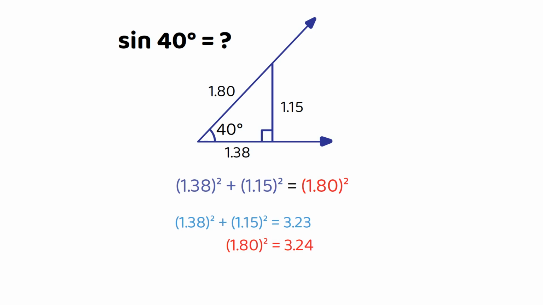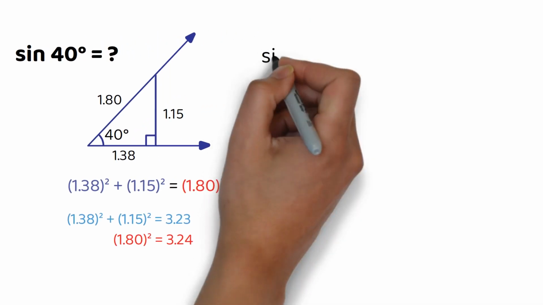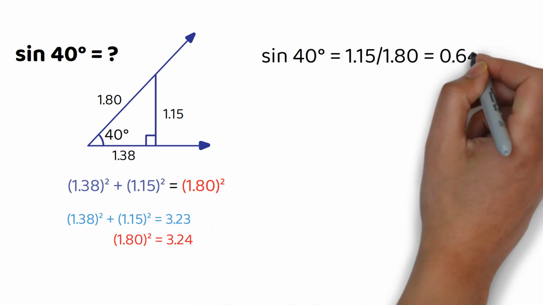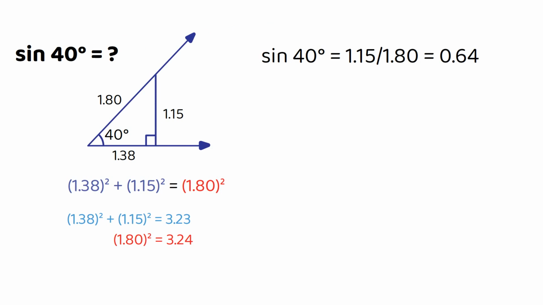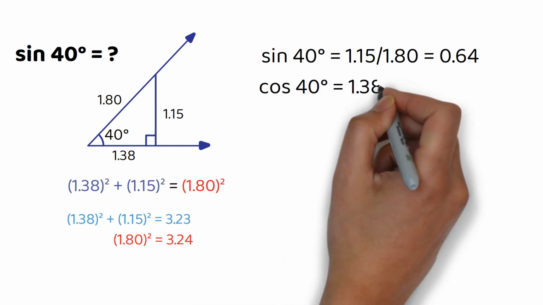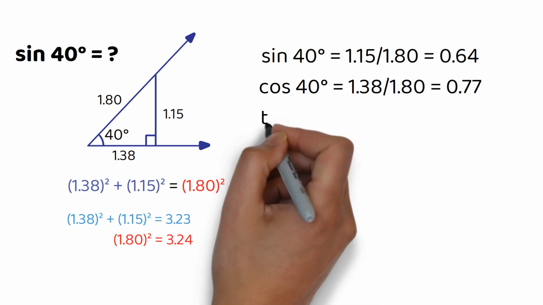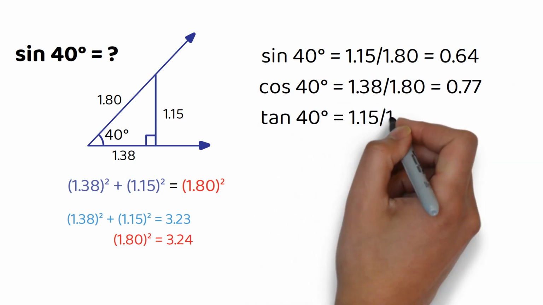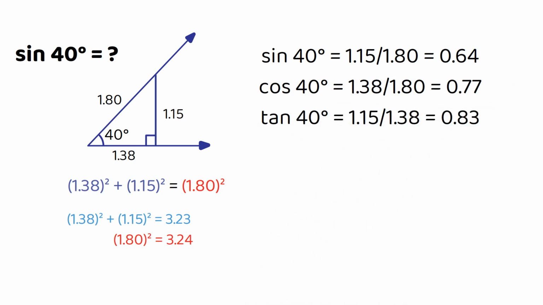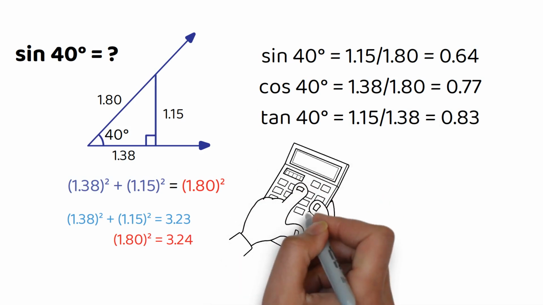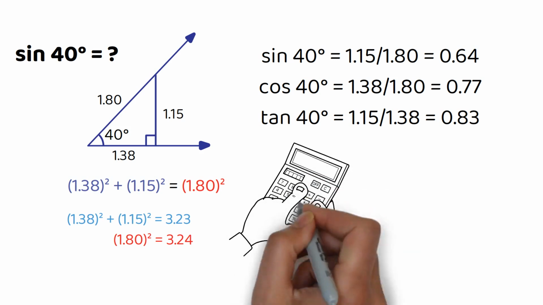Now that we have the sides of the triangle, we can say that the sine of 40 degrees equals 1.15 divided by 1.8, which is about 0.64. The cosine of 40 degrees equals 1.38 divided by 1.8, which is approximately 0.77. And the tangent of 40 degrees is 1.15 divided by 1.38, which is 0.83. If we check these numbers in a calculator, we can see that our numbers are about right. The more accurate you are with measuring the segments, the more accurate these sorts of fractions will compute.